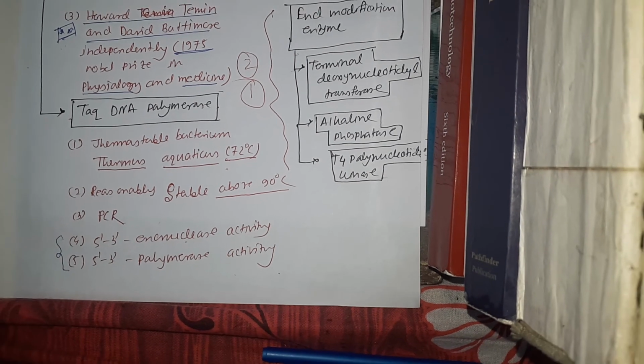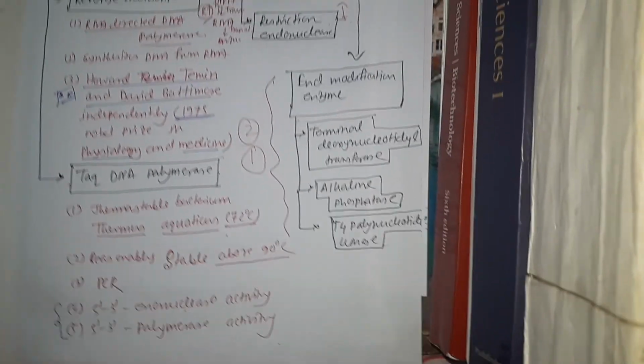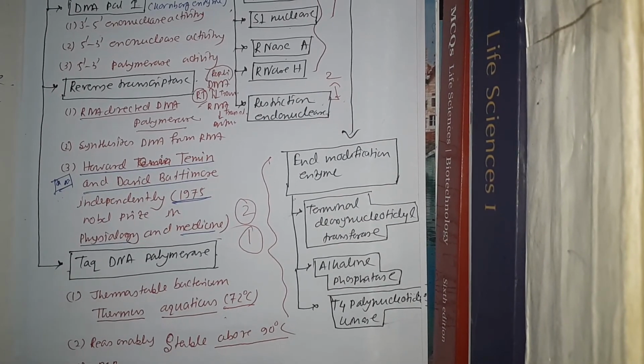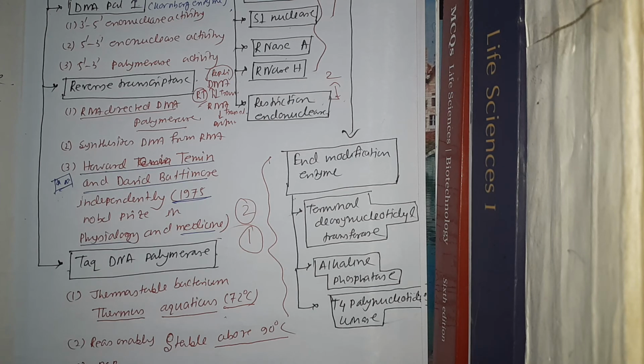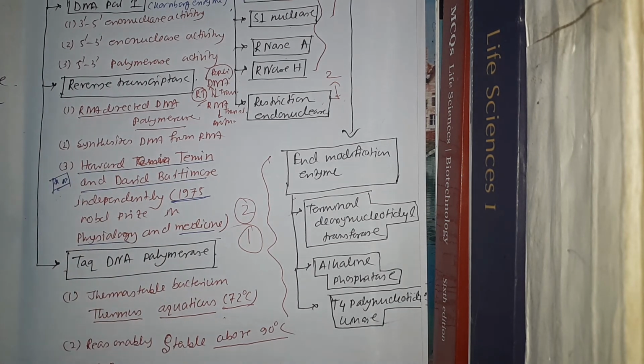Okay, and the middle one is our RNA dependent DNA polymerase, or we can say our reverse transcriptase. This reverse transcriptase has the ability to synthesize DNA from RNA, and the inventors of this enzyme are Howard Temin and David Baltimore. That is why we used to say Temin and Baltimore invented the enzyme reverse transcriptase, and they shared their Nobel Prize in 1975 for the invention of that.